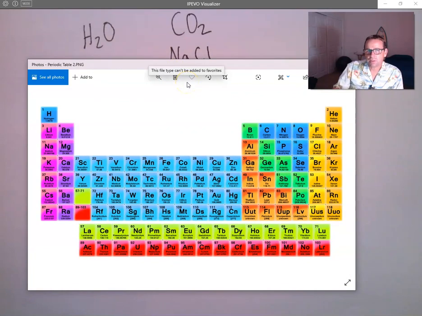The metals and the non-metals, for the most part, are separated by this green staircase. Everything on the right side of the green staircase, those are our non-metals. Everything on the left side of our green staircase are our metals. The only exception is this top left one, which is hydrogen. Hydrogen is also a non-metal.